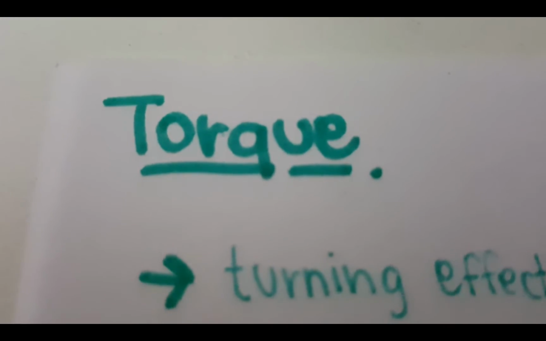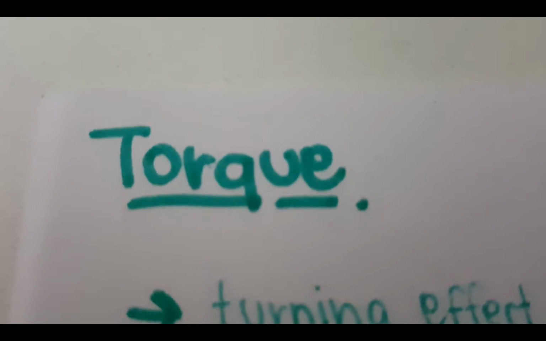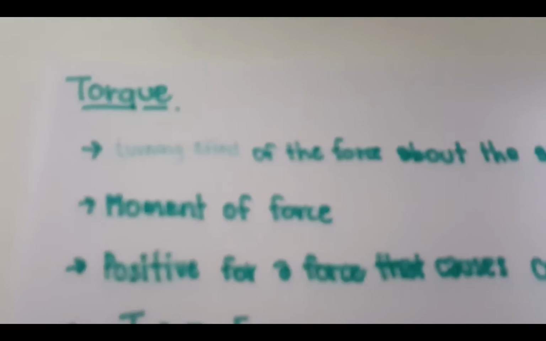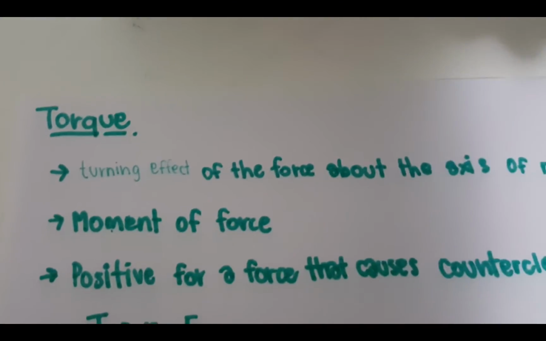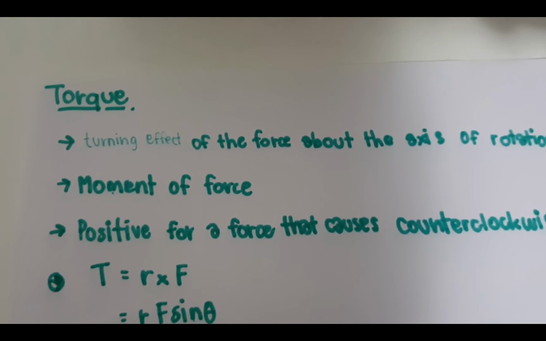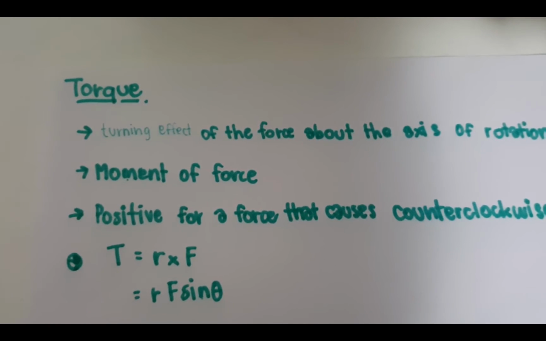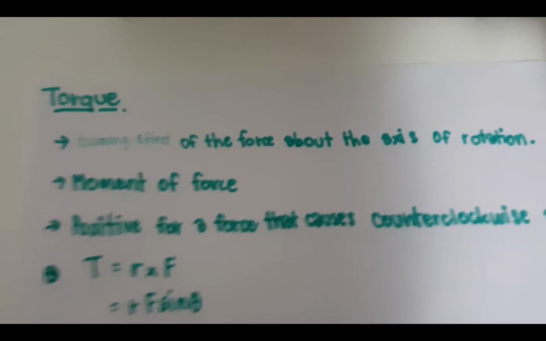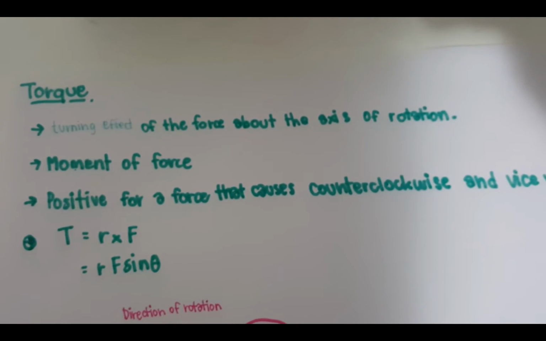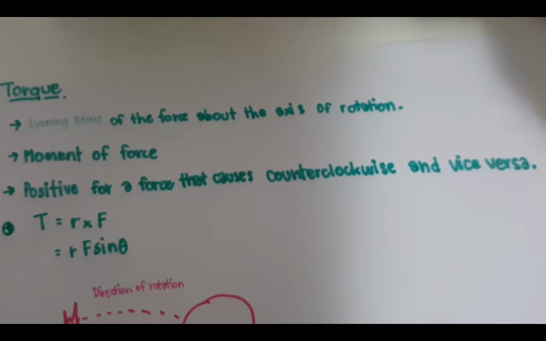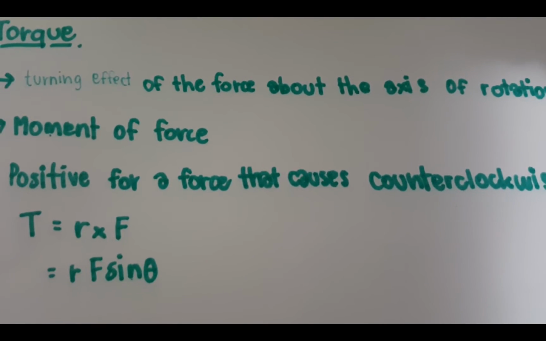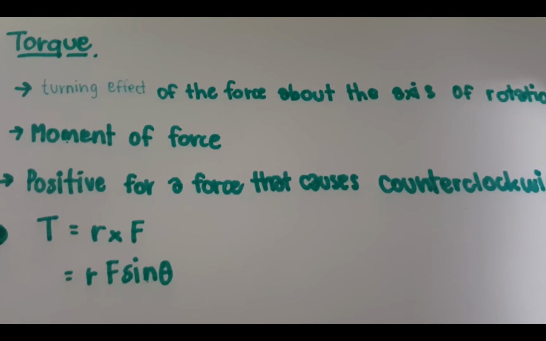Next is torque. Torque can be defined in various ways. Number 1, torque is the turning effect of the force about the axis of rotation. Number 2, the moment of force is also called torque. Torque is positive for a force that causes or tends to cause counterclockwise rotation, and vice versa. The rate of change of angular momentum is also called torque.